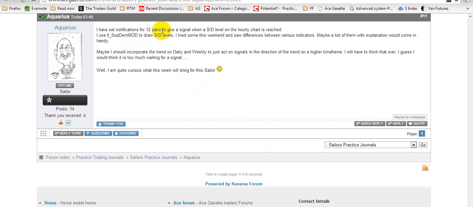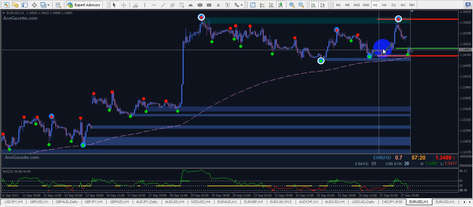I've set notifications on 12 pairs to give signals at supply demand levels when an hourly chart is reached. Now here you're saying the hourly chart, that's a lower time frame. I don't know if you're scalping, but if you're going to set alarms, you could be better off, and this is just my opinion, but a lot of the seniors are doing this, putting them on the daily or 4-hour time frames.